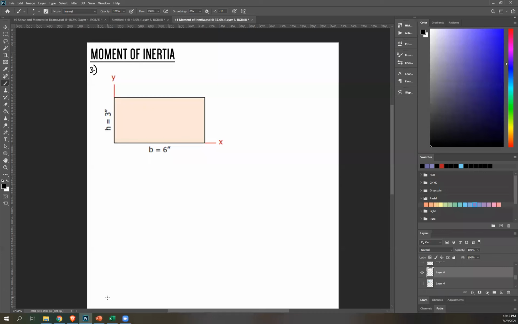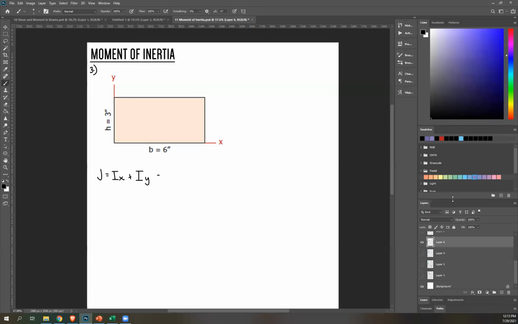So let's begin. First, let's take the polar moment of inertia. Recall, that's just I sub x plus I sub y. For I sub x, that's the moment of inertia about the reference x-axis. This is your reference x-axis. And if you remember, we already have an equation for the moment of inertia of a rectangle. This is just a rectangle about its base. So let's look at it again.